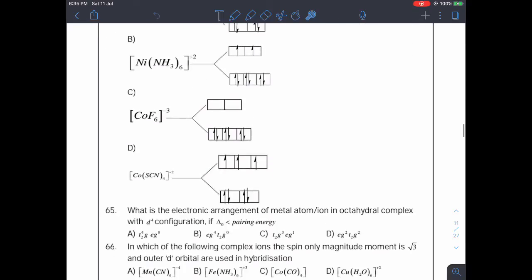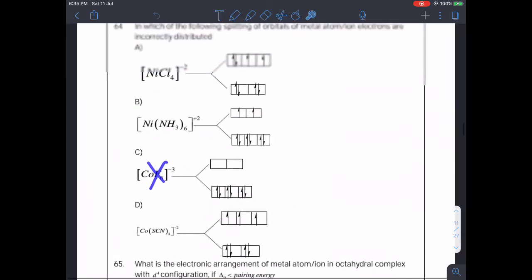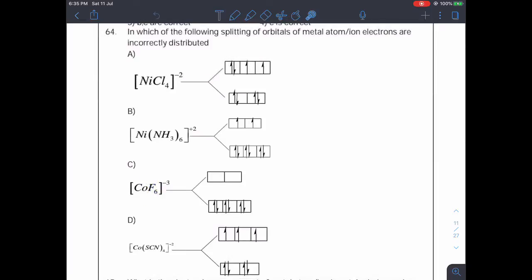Now if you look here at CoF6, this is a very weak ligand. So if it is a weak ligand, then after filling 3 electrons, the fourth one should go up. But what has happened, you see, they have paired it, which means this is wrong. So what they are asking is which is incorrectly distributed. So the correct answer will be this one, the cobalt-containing one.